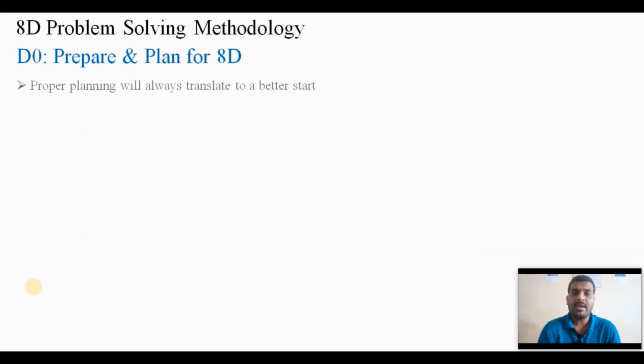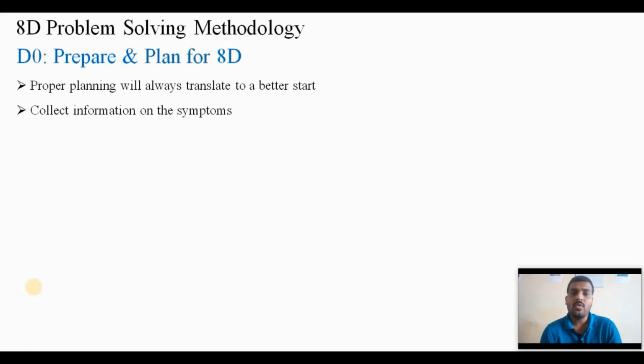Now we will move to the D0 phase, that is preparation and planning of 8D. As I already mentioned, this phase was added in 1990 as the planning phase of the 8D report. Proper planning will always lead to a better start. Before beginning the 8D analysis, it is always better to have an opinion from the experts for the 8D. So before starting, you should collect the information based on the symptoms.